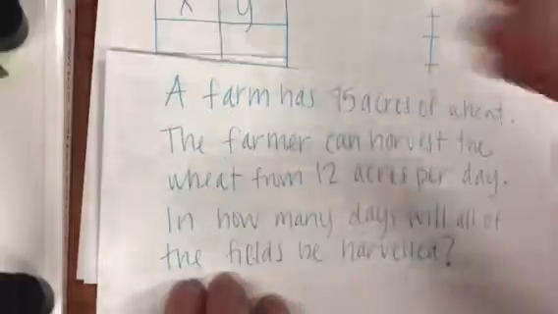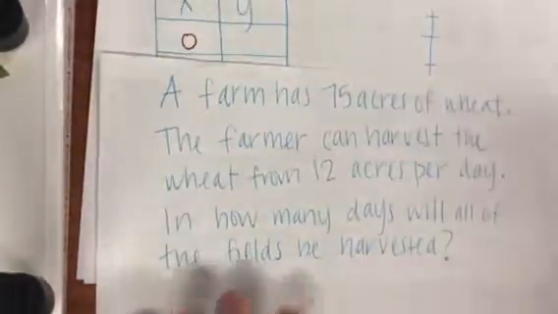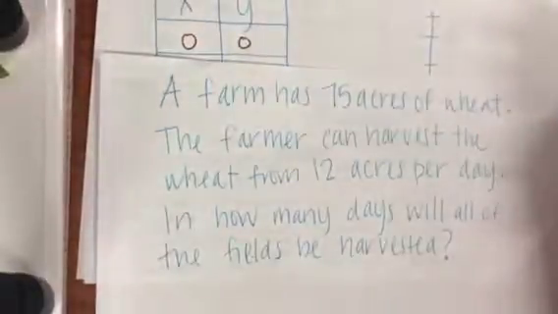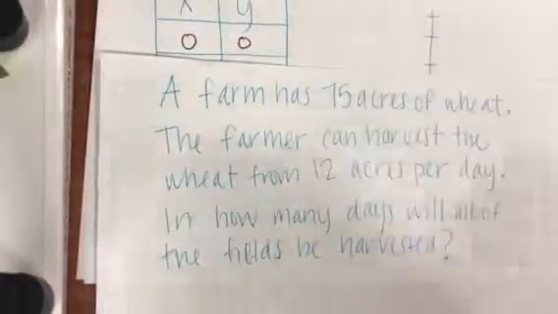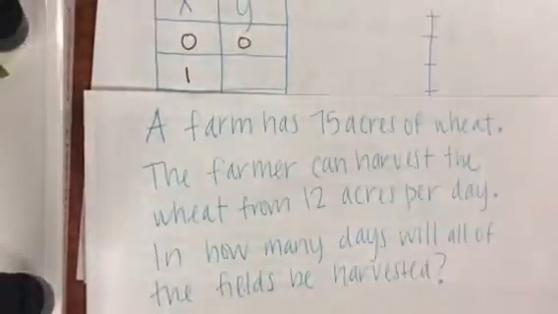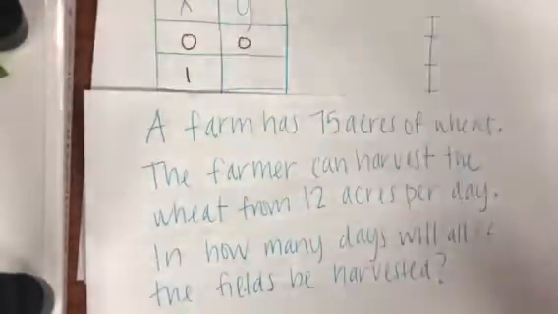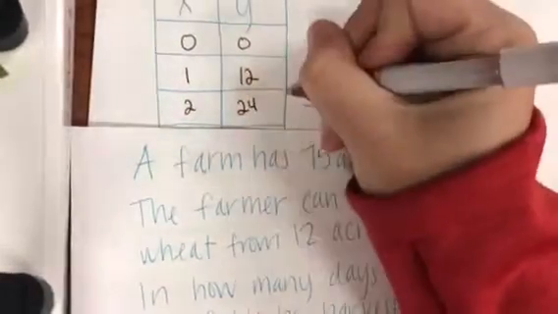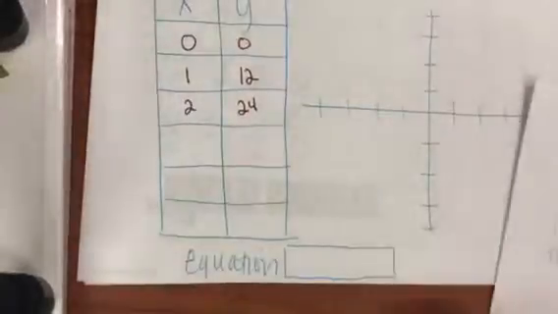So we're looking at 0 days. How much has he harvested? 0. All I did was look at it and go, if he's done 0 days, he's harvested 0. After 1 day, how much has he harvested? Well, it says 12 per day, so it would be 12. After 2 days? 24, because it's changing at a rate of 12. Right. Now, after 3 days?